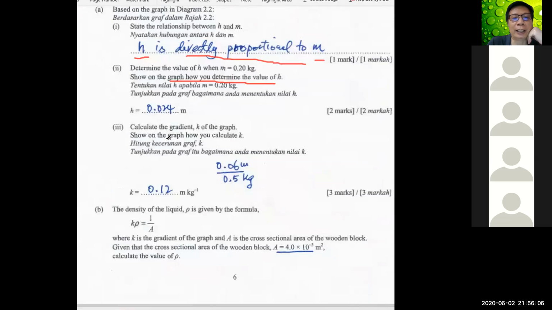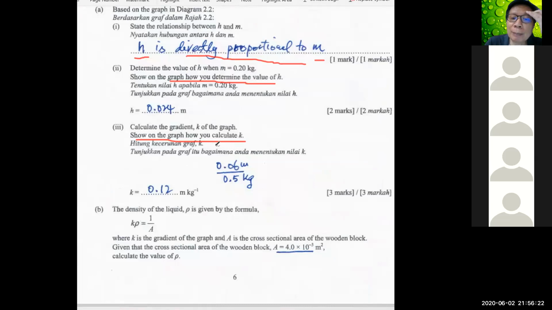Okay, next. Gradient. Calculate the gradient now. Same standard, they ask you again: show on your graph how to get the answer. Show the triangle. Okay, some of you, I know you can use a mathematic method.